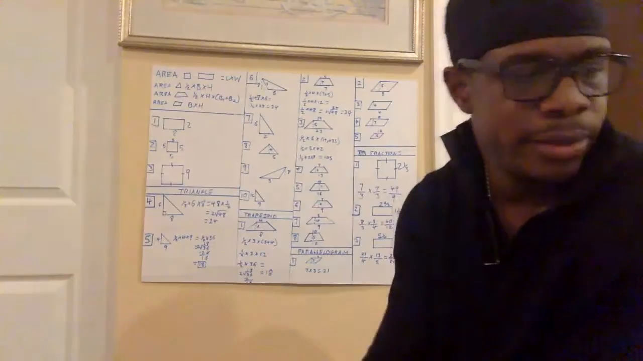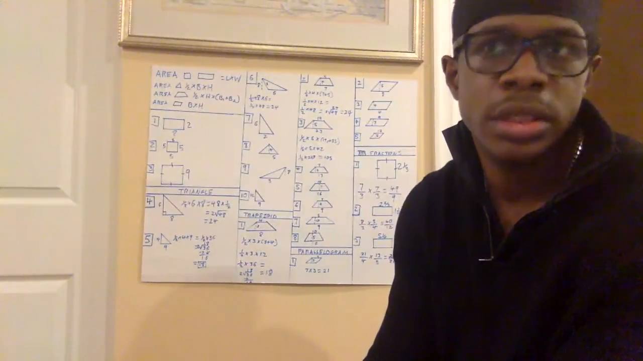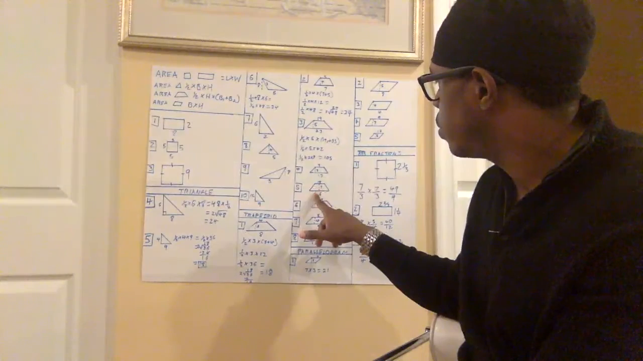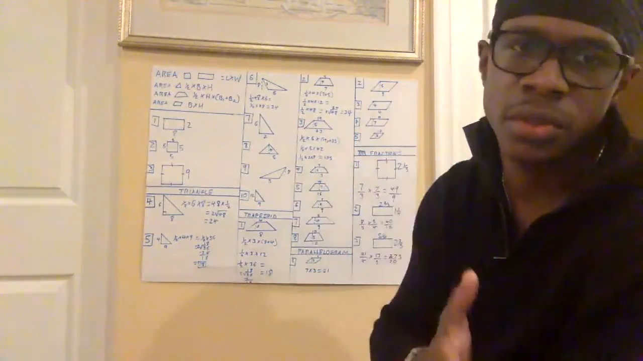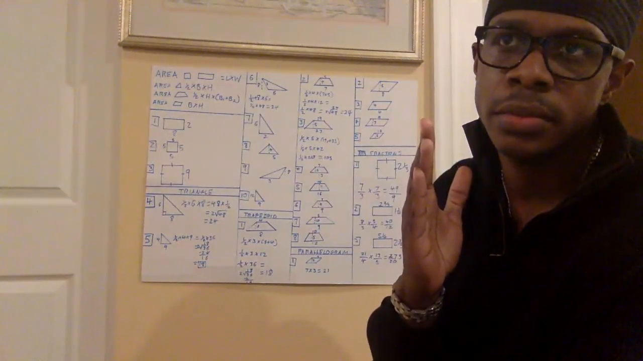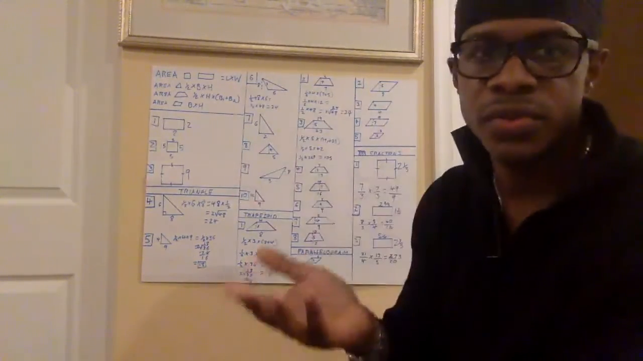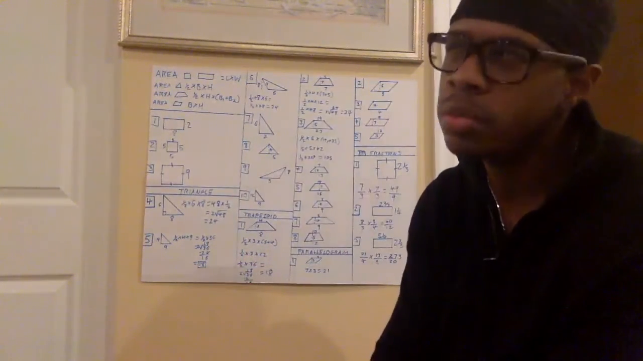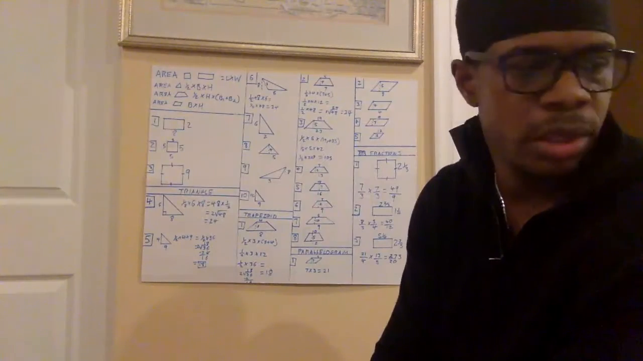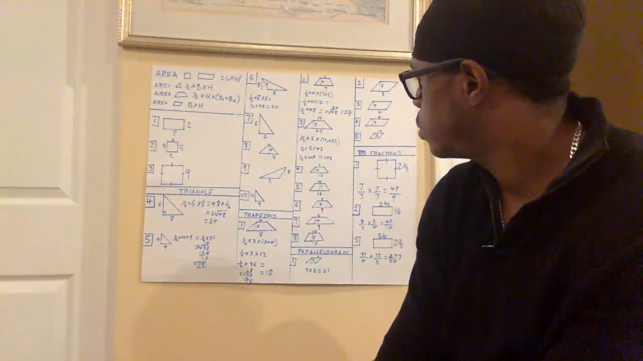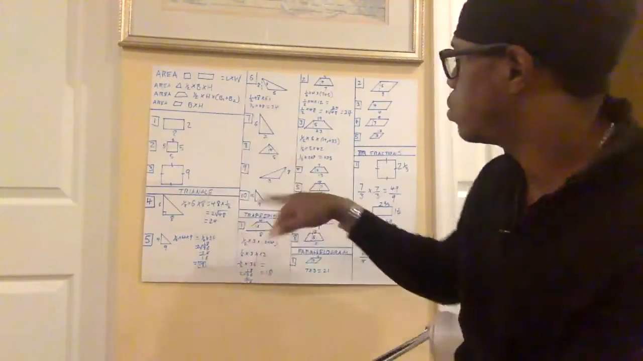Number 5, we have 14 plus 16. We know 14 plus 16 is 30. So we have 7 times 30 times a half. Half of 30 is going to be 15. 7 times 15 should be 105, I believe. Yeah, 105.